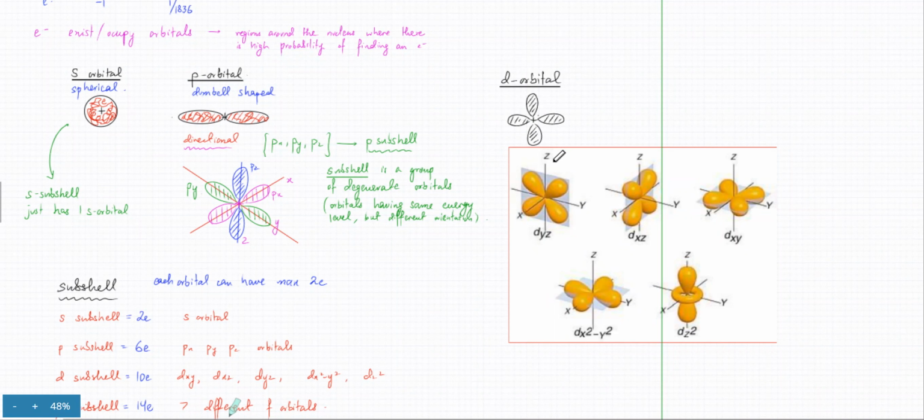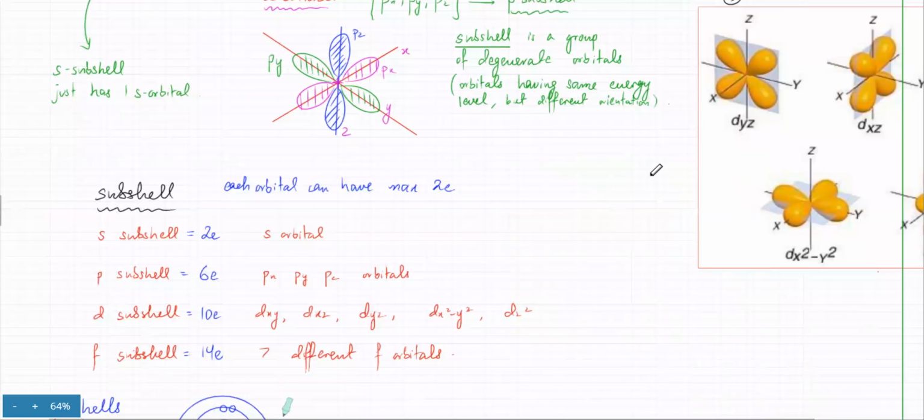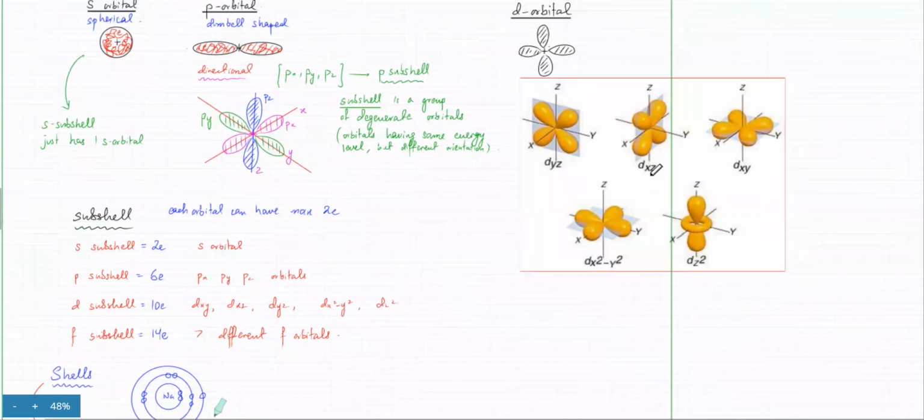The lobes could exist between the z and y axis, between the z and x axis, or between the x and y axis. The electron could also lie on the x and y axis, or on the z axis. So there are five different directions of the d orbital. The last orbital looks slightly different, but together this is called a d subshell. A d subshell has five orbitals, five different arrangements of degenerate d orbitals.